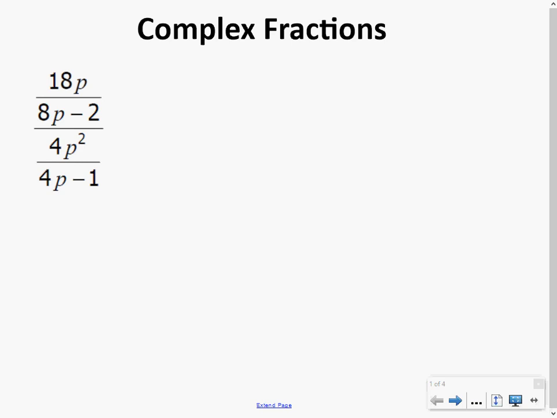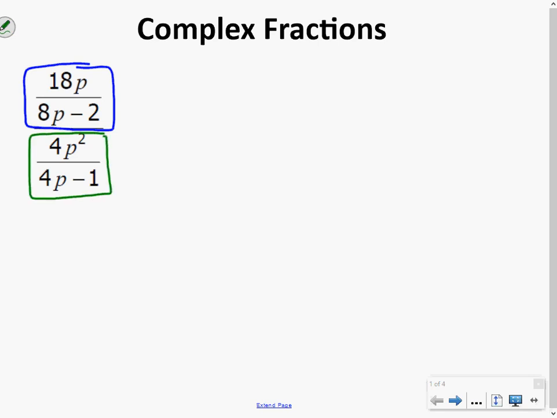Everybody. This video is going to talk about complex fractions. And even though they look a little different from what we're used to, at least compared to what we've seen so far, it's really just blending division of rational expressions with adding and subtracting. Really what we have here is one rational expression being divided by a second rational expression.